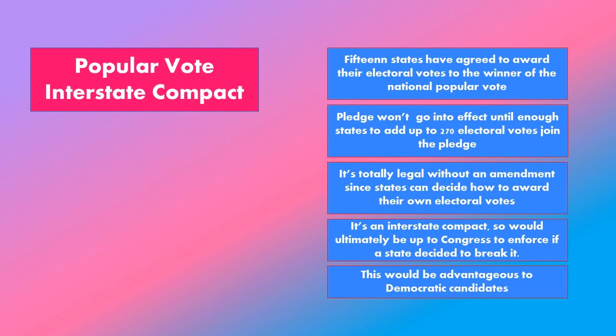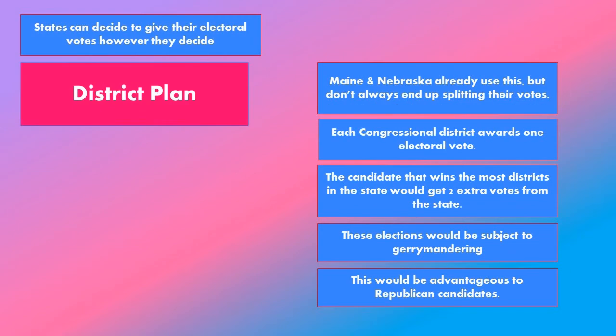But then the Popular Vote Interstate Compact would be the only one of these reforms that we're going to look at today that would be more advantageous to Democratic candidates. These other plans we're going to look at are different ways to distribute the votes, and they might be more advantageous to Republican candidates. So another one of these plans is already in use by 2 states. This is called the district plan.